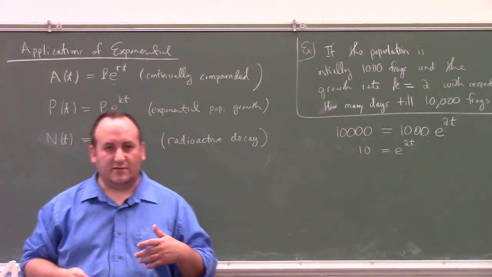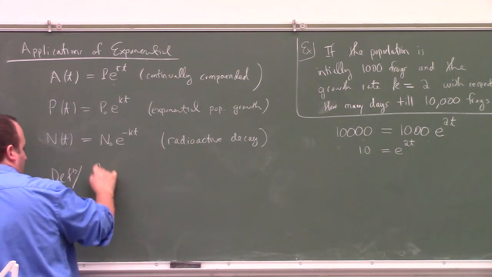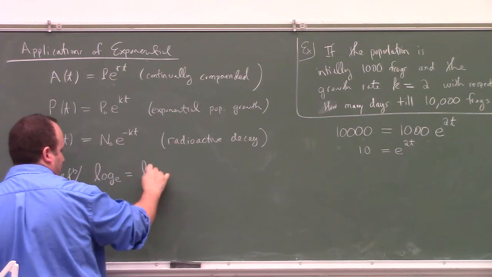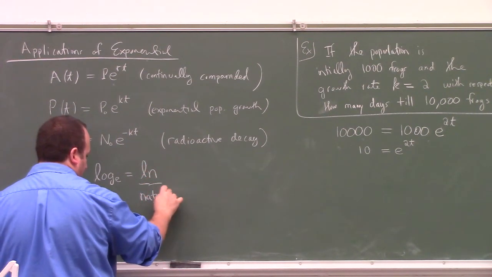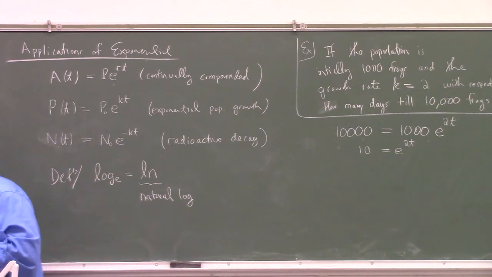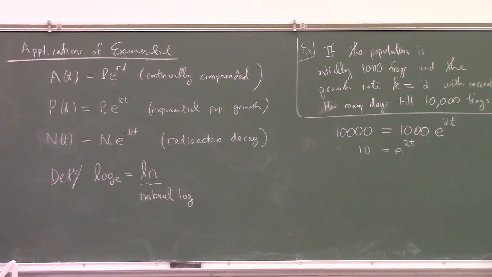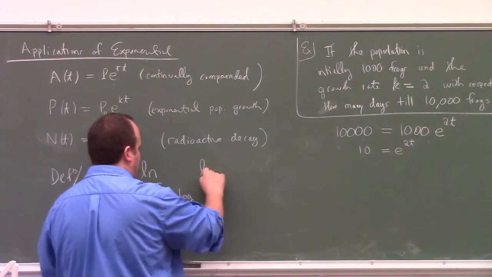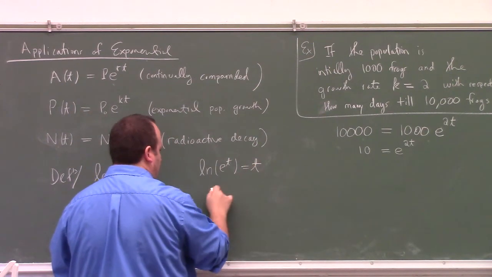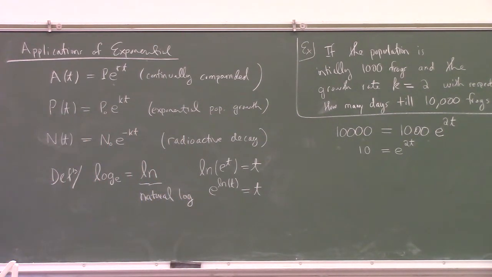And then at this point, I need to introduce another notation. Definition: log base e is what's called the natural log, ln. And it's the natural log because the exponential comes up in a myriad of applications in the sciences, and so it's natural to talk about this log. The natural log has the following properties: natural log of e to the t is equal to t, and e to the natural log of t is equal to t. So the natural log is the inverse function to the exponential, inverse with respect to composition of functions, right? So how can I solve 10 equals e to the 2t?